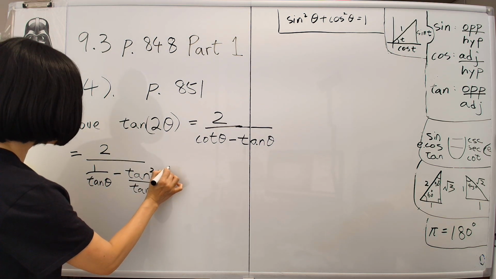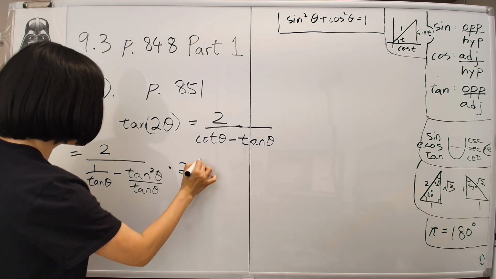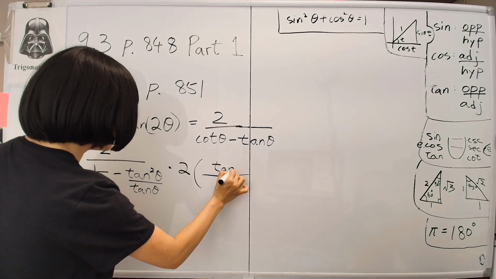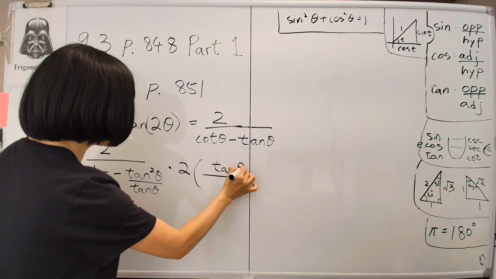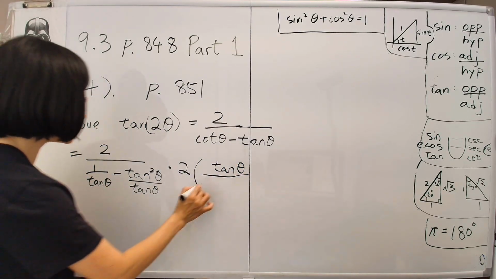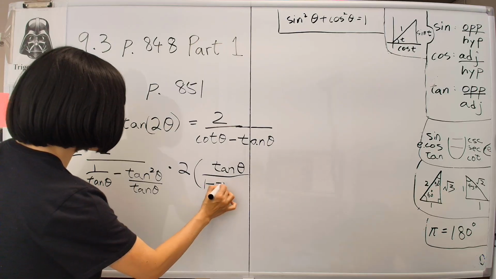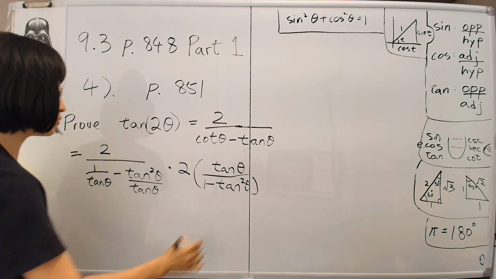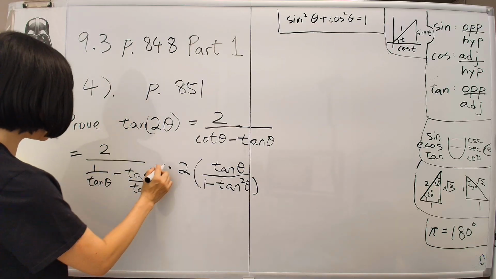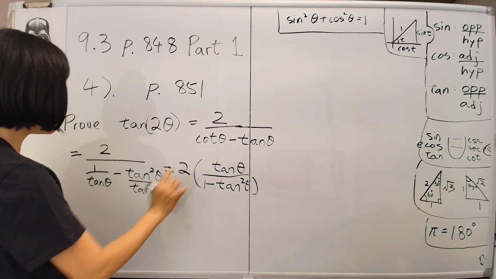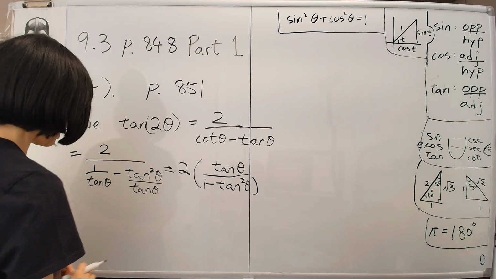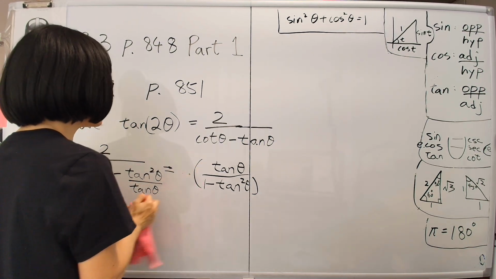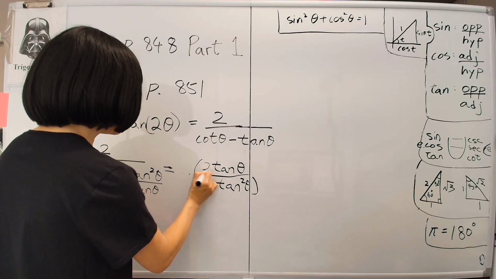So I will do that. This is the same as 2 times the inverted fraction. The denominator, tangent theta, goes on top, and the numerator, 1 minus tangent squared theta, goes on the bottom. And then 2 times all that. Actually, I will move the 2 in here. So let's move the 2 right here, and so that's that.